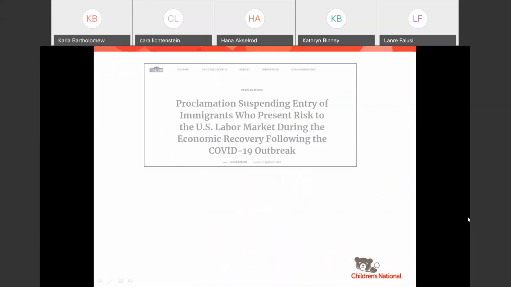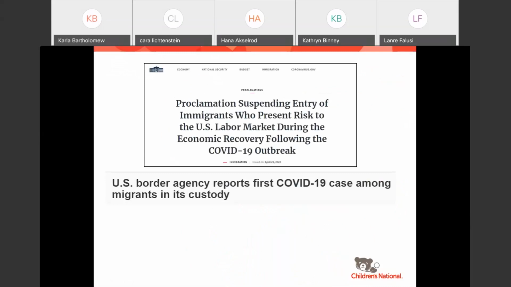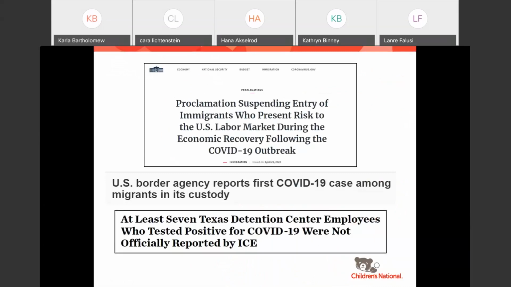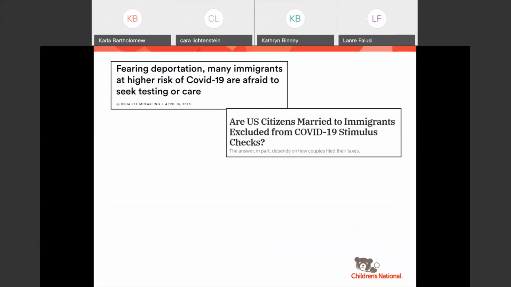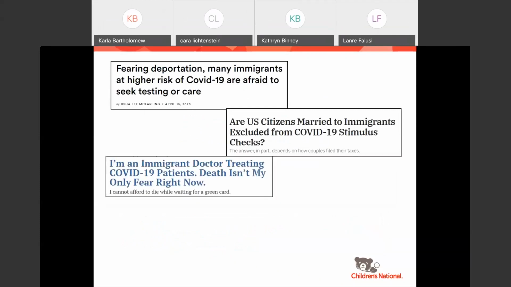So, starting here with some headlines that you may have seen as it relates to immigrant populations and COVID-19. You may have seen this White House proclamation suspending entry of the majority of immigrants into the United States, or immigrants in detention centers testing positive for COVID-19, or ICE, the Immigration and Customs Enforcement, not reporting the detention center staff members who have tested positive. Or even the fear in immigrant communities around accessing care or even testing related to COVID-19, immigrant families and family members who are not qualifying for relief from the federal government, and even doctors who are waiting for green cards as they're on the front lines caring for patients, putting themselves in harm's way, wondering what will happen to them as immigration enforcement really changes in this country.